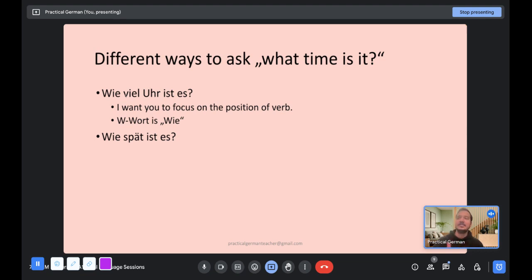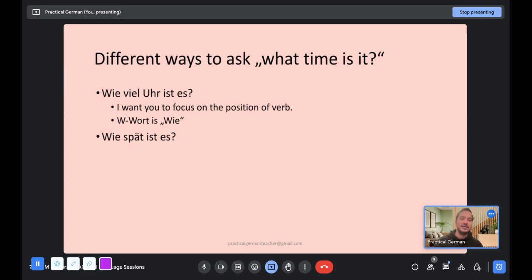Then there is an informal way. Don't think informal is being impolite. It's not impolite. It's just how people talk. For example, sometimes my boss will call me, hey Rohit, what's up? It does not mean he's being impolite.